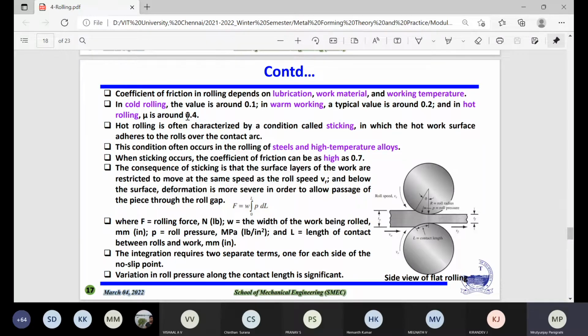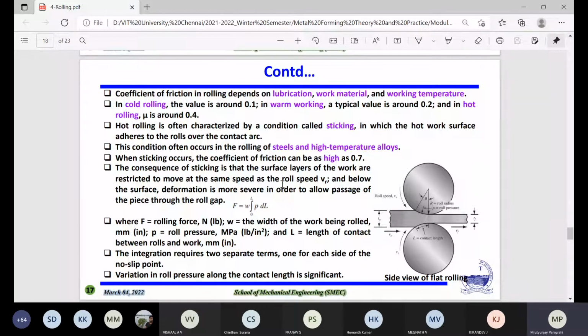But sometimes you cannot say that it will be the same for every material piece we put in. Hot rolling is often characterized by a condition known as sticking, in which the hot work surface adheres to the rolls over the contact length. If you are getting sticking, then the coefficient of friction mu you have to consider as 0.7. This normally happens in the case of steels or high temperature alloys, because the material will not pass easily. You will find some adhesion there, and that process is known as sticking.